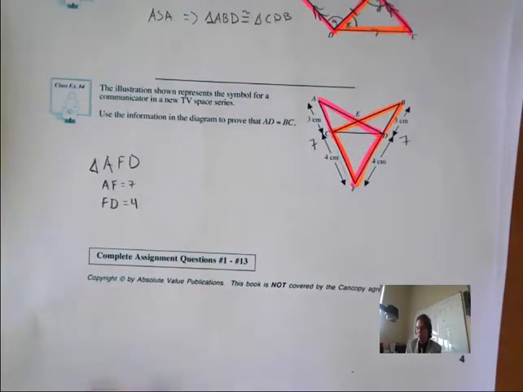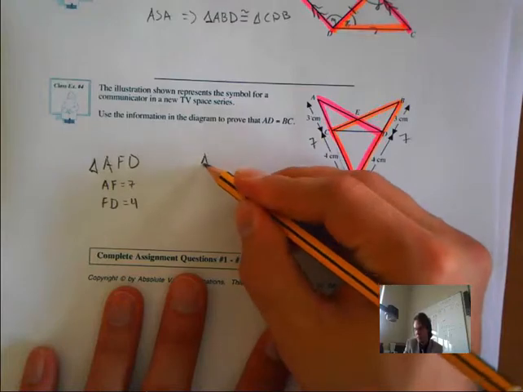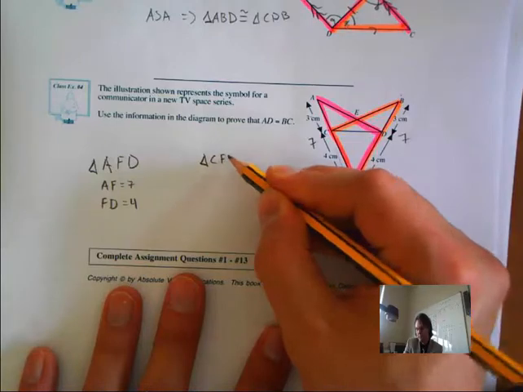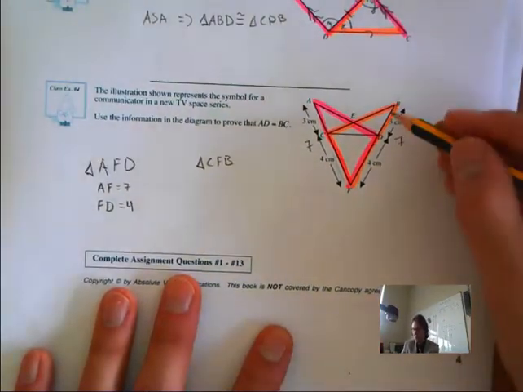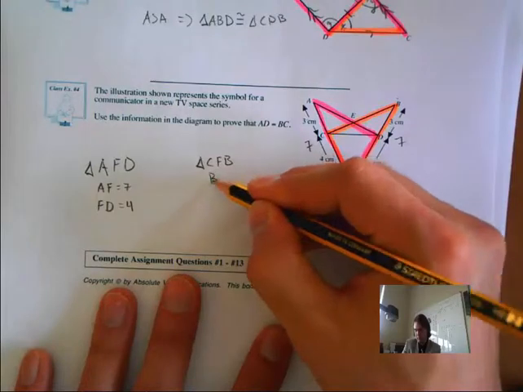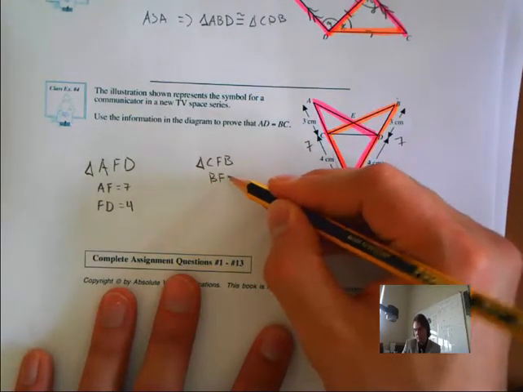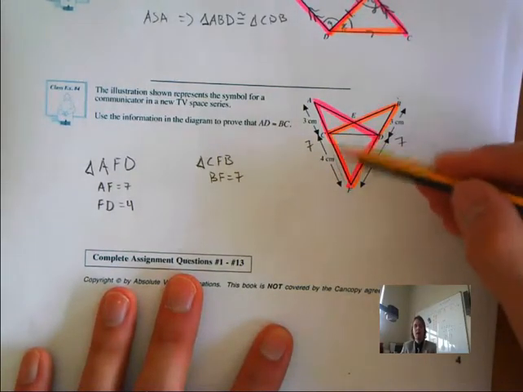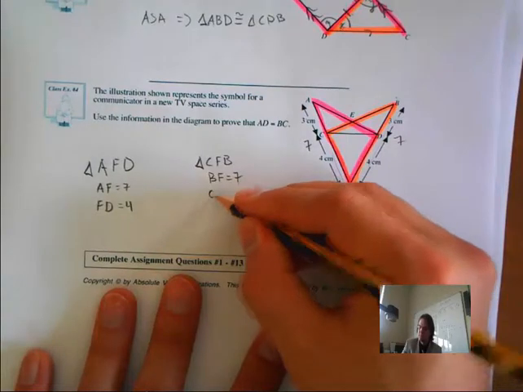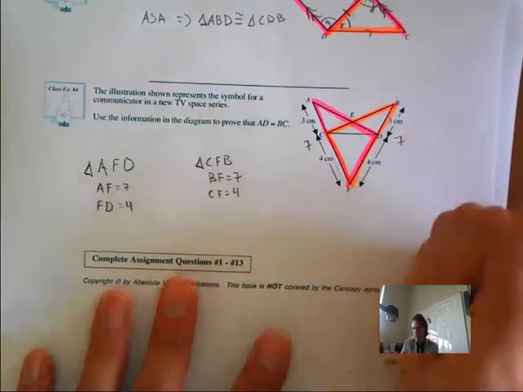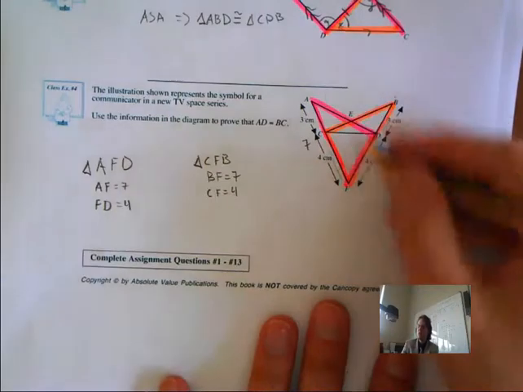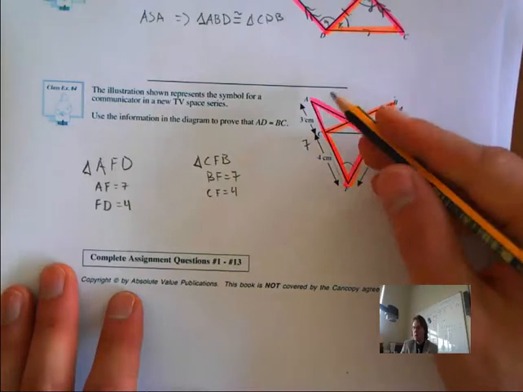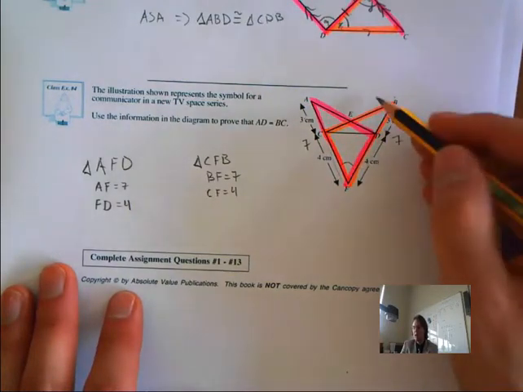Okay? Now let's look at the next triangle. We want to look at triangle CFB. For this one, we know BF is 7. That's this distance here, that orange is 7. And we know CF, that distance there, is 4. Also, both of these share angle F. So angle AFD is the same as angle CFB.